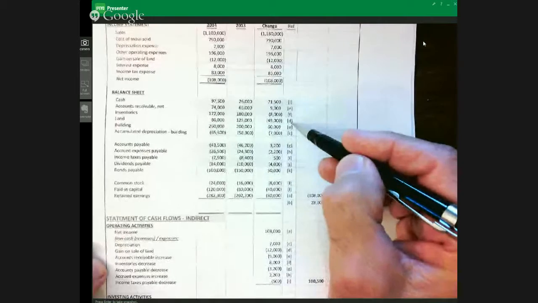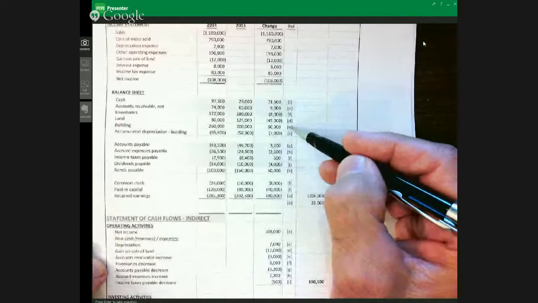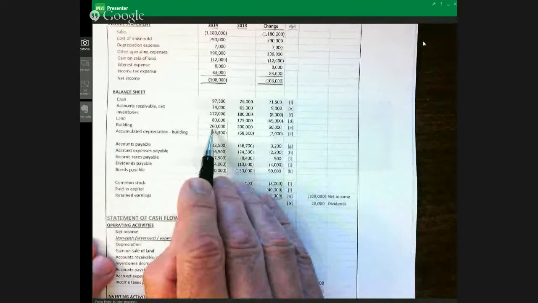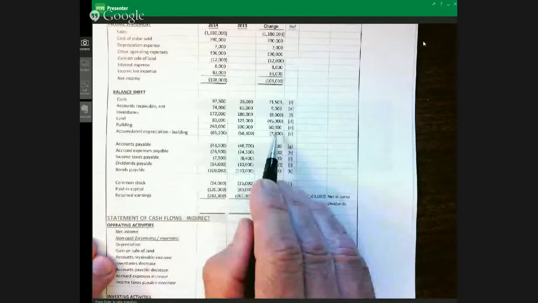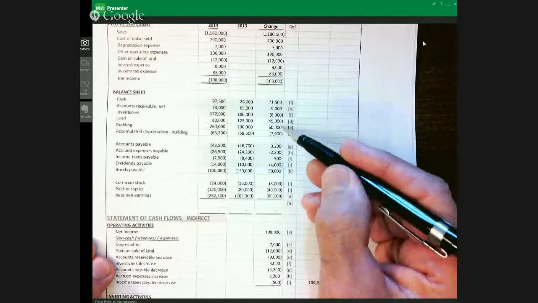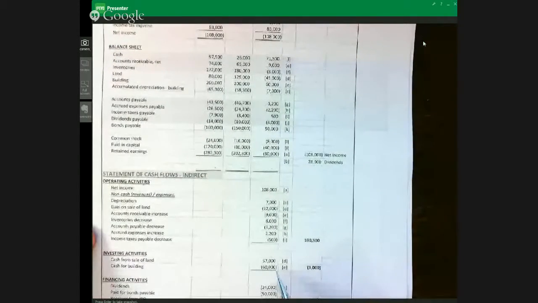Okay, next up is building. The building account went from $200,000 to $260,000. Building is an asset and would be increased with a debit side entry of $60,000. The debit on the balance sheet would be offset by a credit to the statement of cash flow. In this case, since the account was a building account and represents a long-term asset, this decrease would be shown under investing activities as a credit.